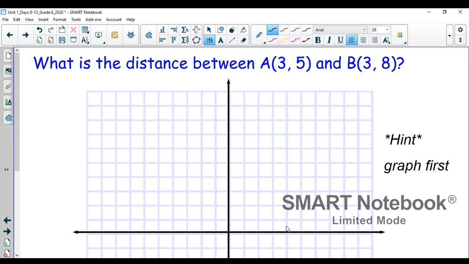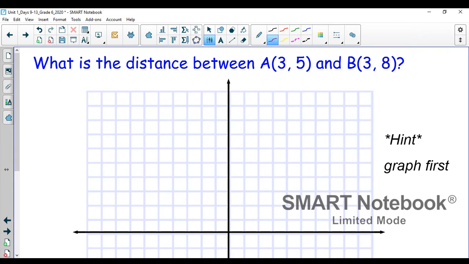Okay, so finding the distance on the coordinate grid is really just an extra step. The first thing we have to do is plot the points, and then we can find the distance. So just like the first lesson this week, if you don't have a coordinate grid handy, you might want to make a quick one for yourself.